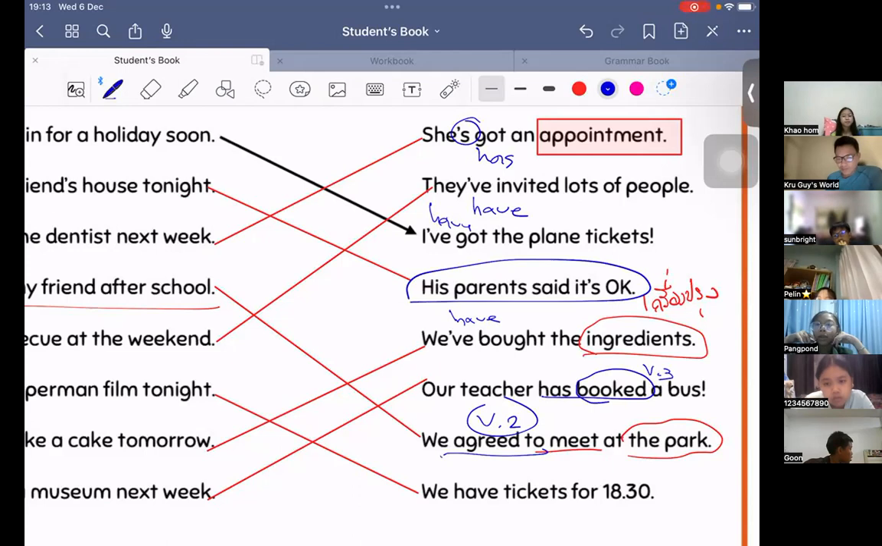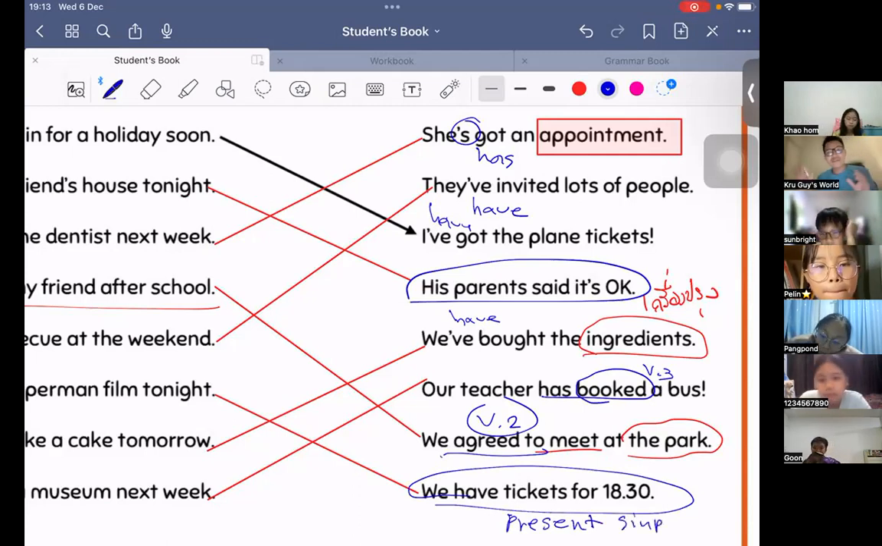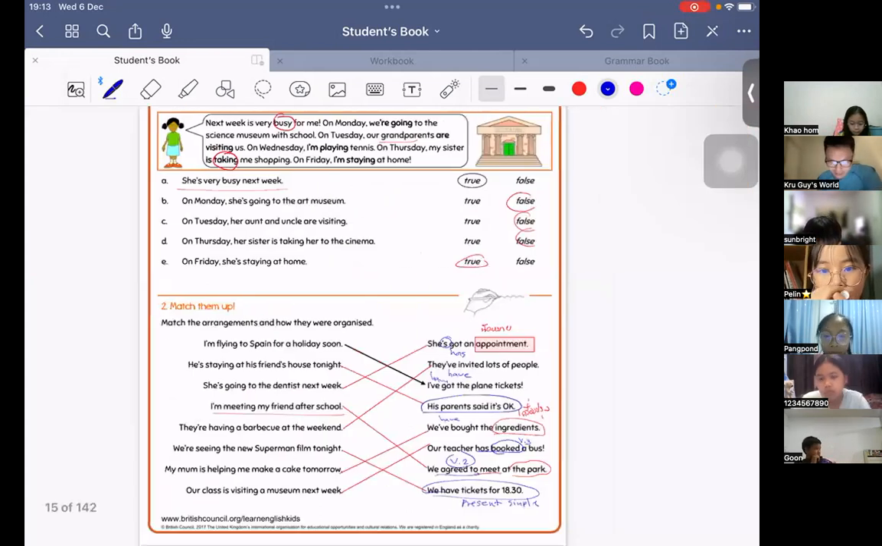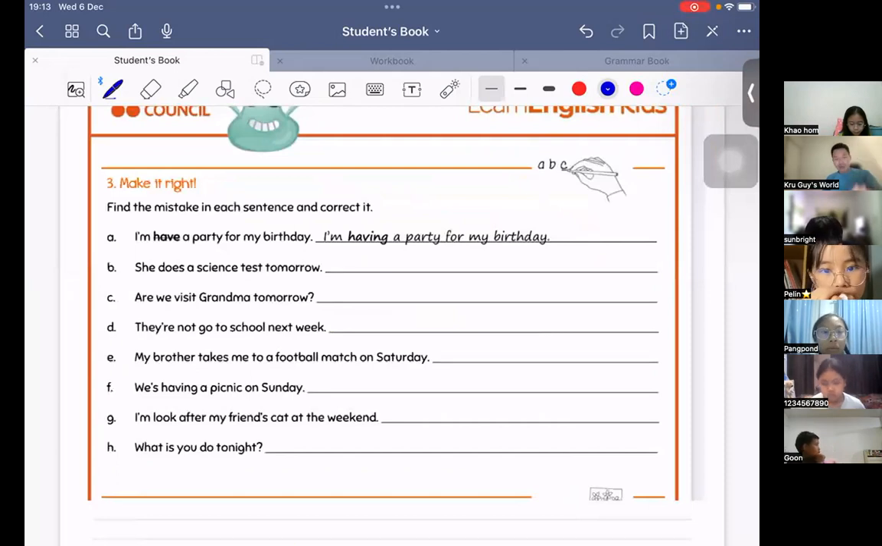We have, this is a present simple. We have tickets. Present simple. Okay, so if you know these sentences are in their correct form, it's very easy for you. This is not about the story, actually. Okay, look at this. Make it right.